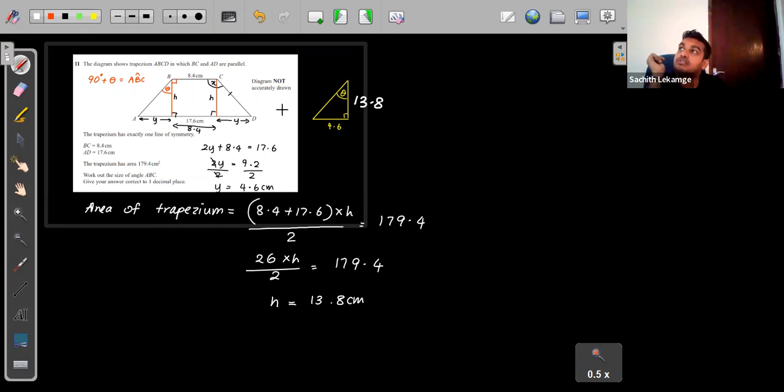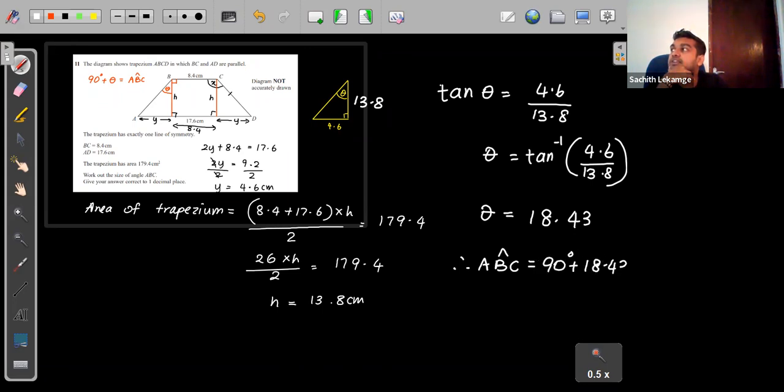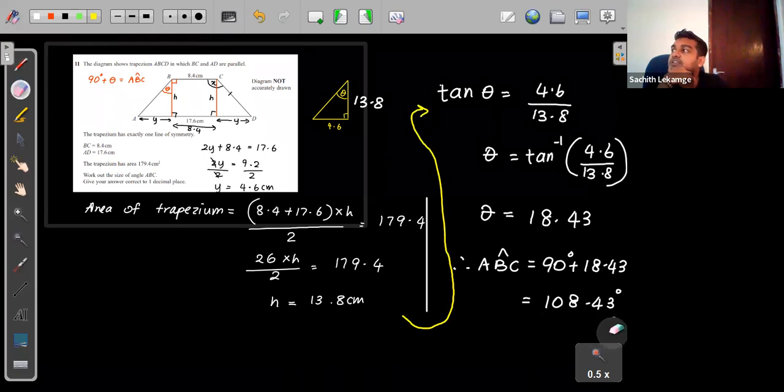Okay. Then now, to find theta, what is the ratio of theta? Trigonometry, tell me. Tan theta is equal to 4.6 over 13.8. Theta is equal to tan inverse of 4.6 over 13.8. What is the value? Theta is equal to 18.43. Therefore, angle ABC is equal to 90 plus 18.43. What is the final value? 108.43. Not that difficult, right? One decimal? Yeah. Okay, round it up.